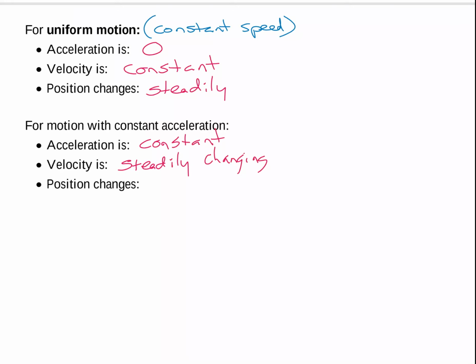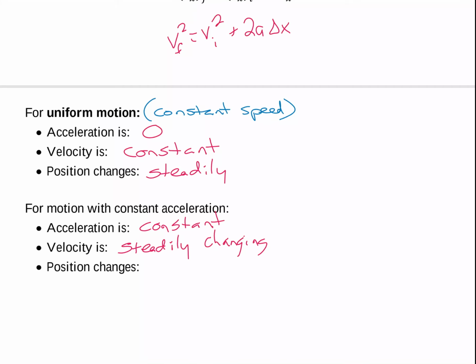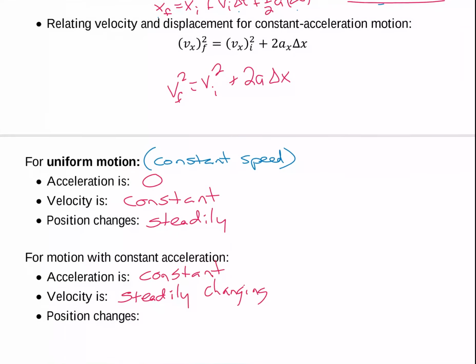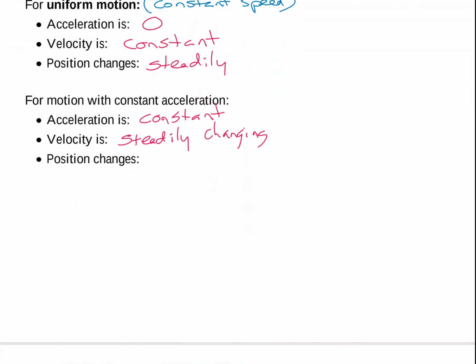So how does position change then? That's the real question. And actually, if you were paying attention like a minute ago, here is your position equation right here for a constant acceleration. What does that graph look like? Looks like a parabola, that's right. So how does motion with a constant acceleration look for the position? Parabola.